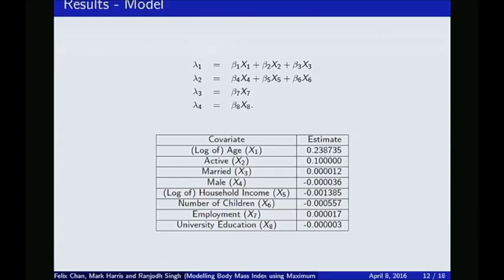So our decision comes down to goodness of fit and the rest of it, and this is the functional form we put down. We have age, active and married in the mean, and gender. Interestingly, gender comes in quite strongly in the variance, in lambda, rather than in the mean. Household income and number of children are in the second moment, and the skewness and kurtosis related parameters have employment and university education. So we estimated, and those are the estimates there, and they are significant.